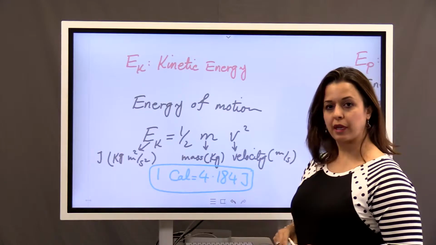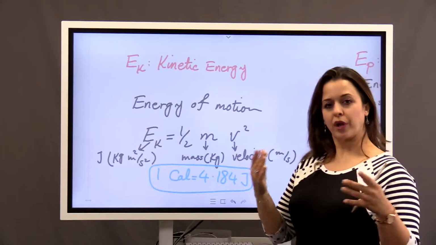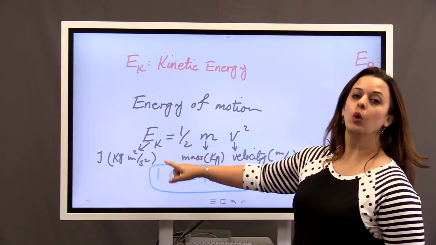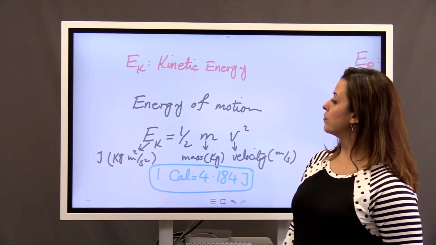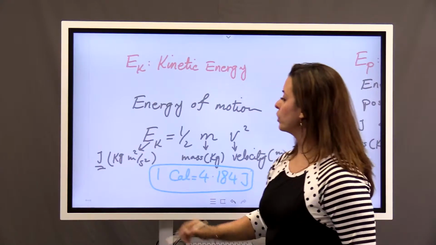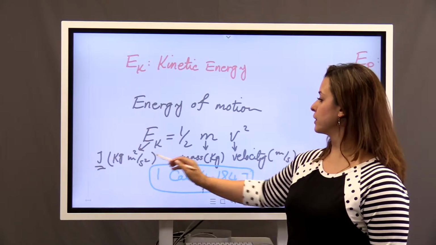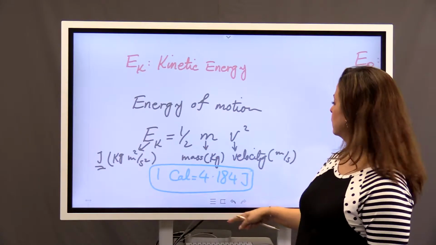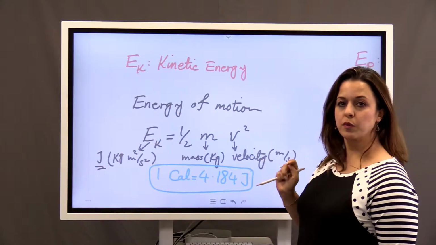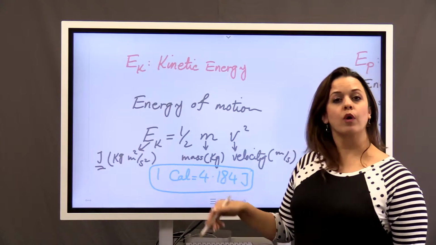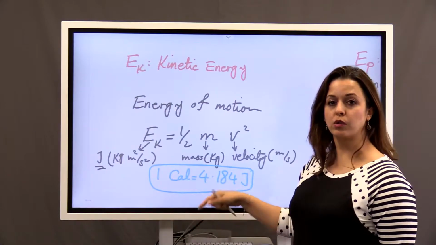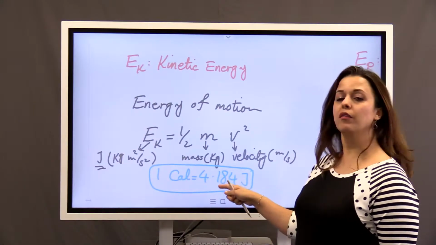Mass is expressed in kilograms. Velocity or rate or speed is expressed in meters per second. So the total of these units altogether will be joule, which is kilogram meter squared per second squared. Kilogram from mass and meter squared divided by second squared from velocity squared. Another unit for energy is calorie, and here is the conversion between calorie and joule. Each calorie is 4.184 joules.